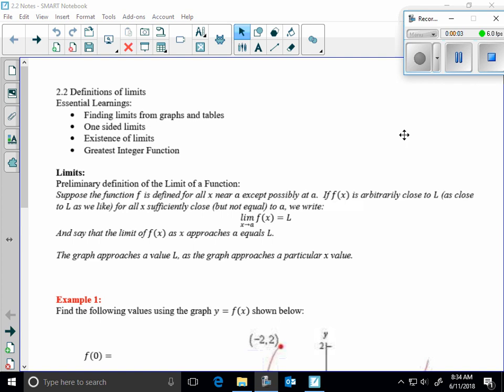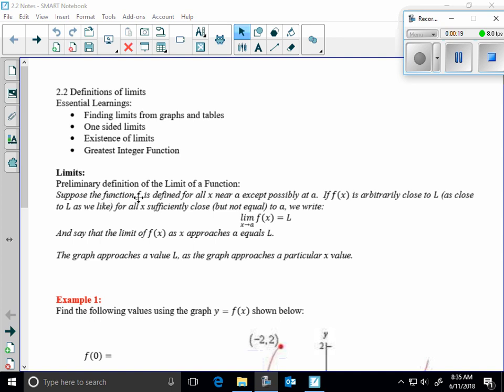All right. Here we are, 2.2, definition of limits. We're going to find limits from graphs and tables. We're going to do a little bit of one-sided limit, existence of limits, and look at the greatest integer function. First of all, limits. Preliminary definition of a limit.